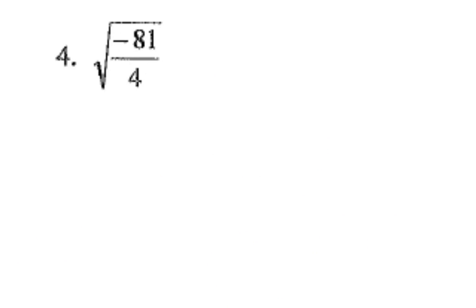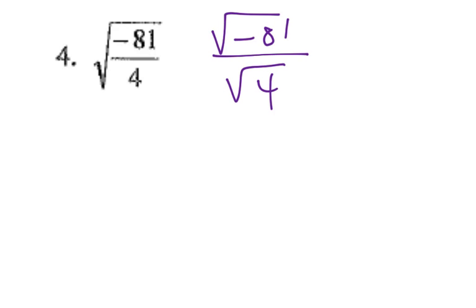Okay, a fraction, no big deal. It works the same. You just break it into 2 parts. Square root of negative 81 over square root of 4. 81 is a perfect square. So the square root of 81 is 9. It was a negative under there, so you got to pull that i out. Over square root of 4 is 2.